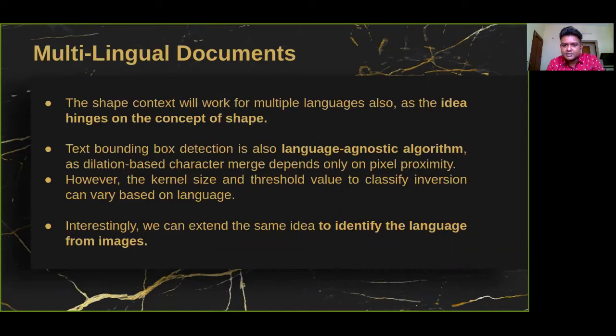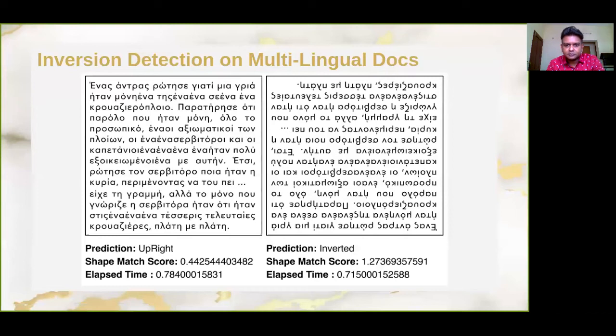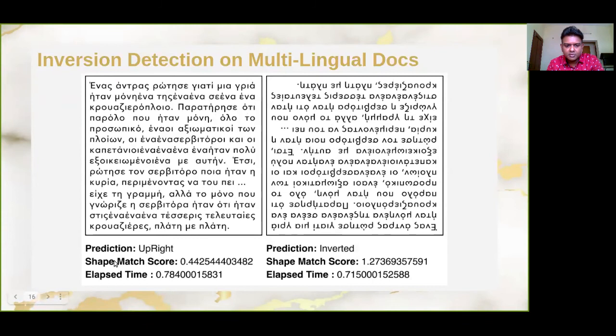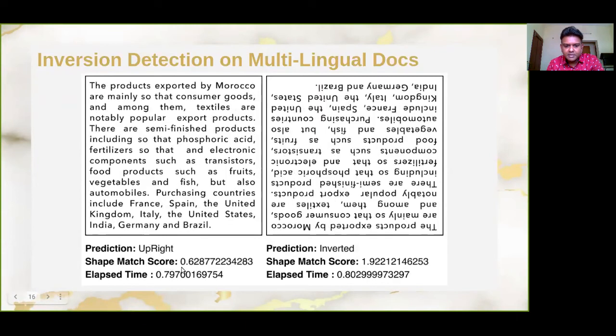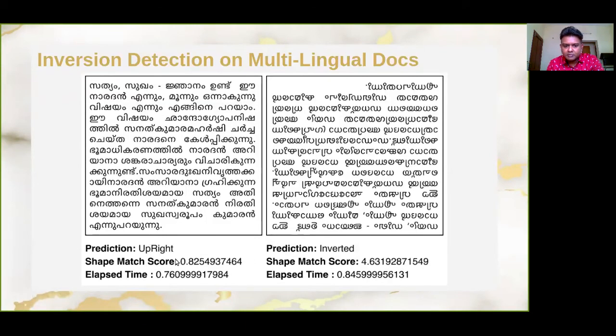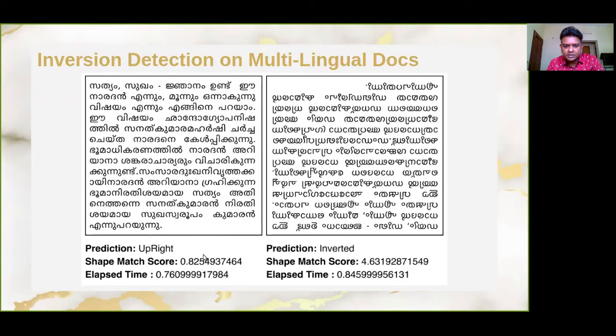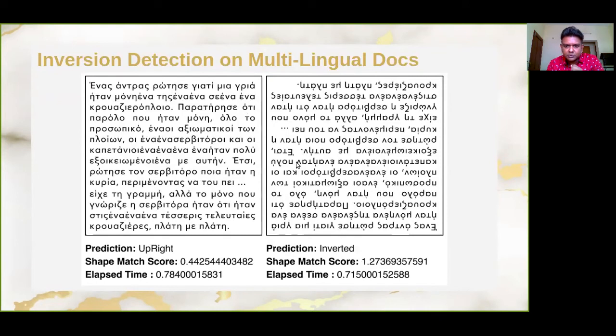But the kernel size or the threshold value to classify the inversion can depend on the language, or on the font size and all. But these can be dynamically estimated as I explained before. We can extend the same idea to identify the language also. Here you can see the inversion detection working in multilingual documents. On the bottom, note that the shape match score is significantly different between the upright and the inverted image. This is Greek, this is English, and this is Malayalam, a South Indian language.